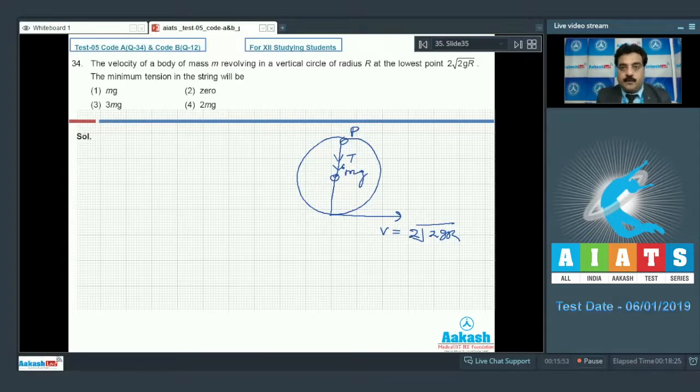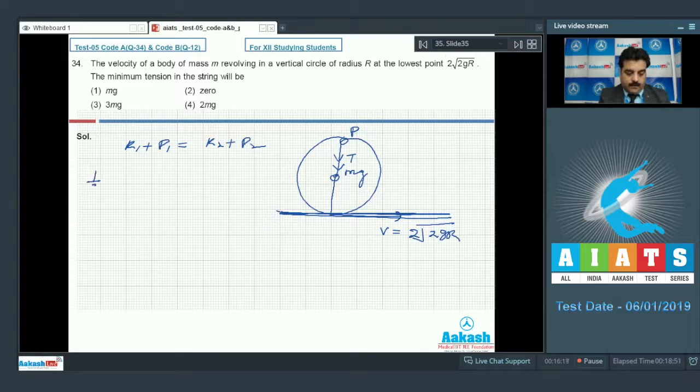So first I am going to use the law of conservation of mechanical energy. Before using the law of conservation, you need a frame of reference. So I am going to take the bottom part as a reference point. By the law of conservation of mechanical energy, I need initial kinetic, initial potential, final kinetic and final potential.